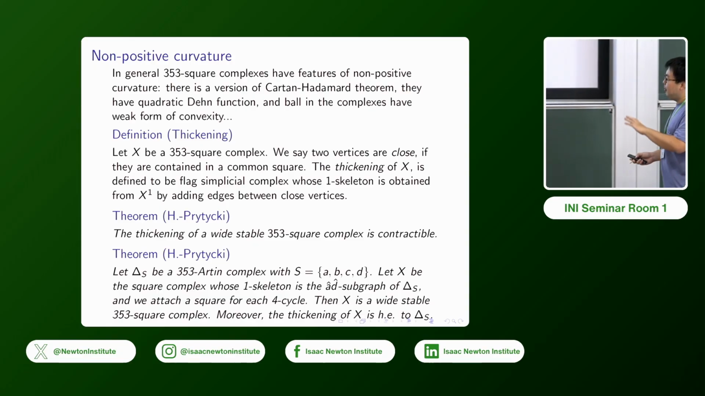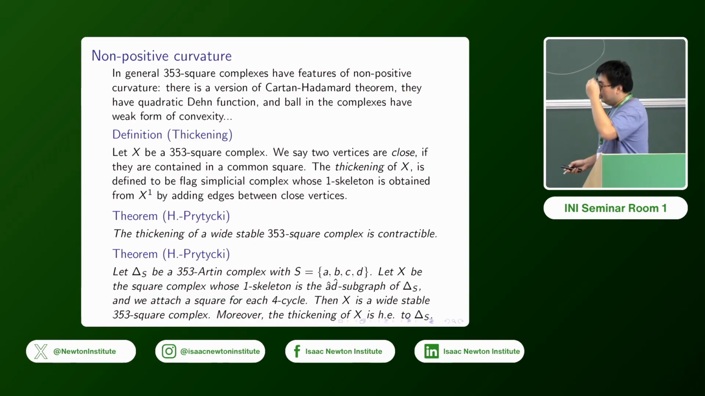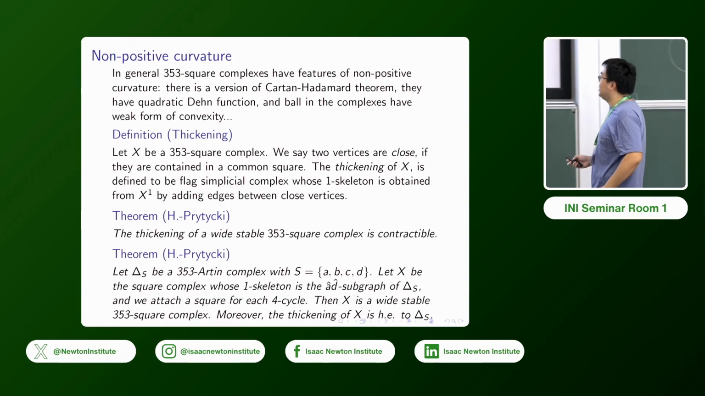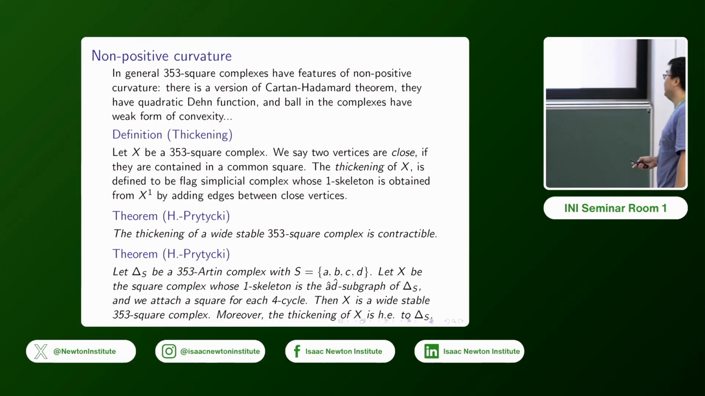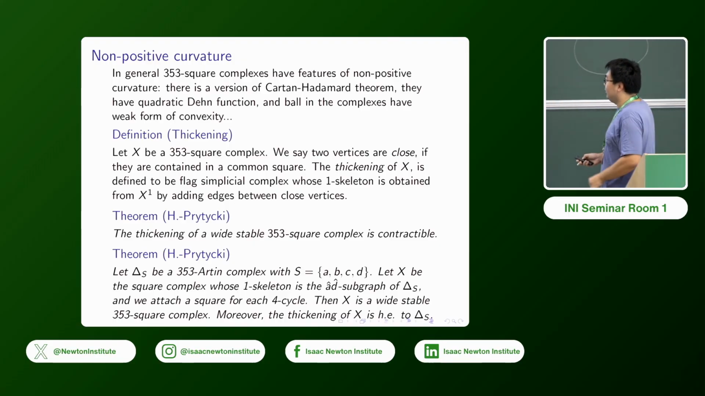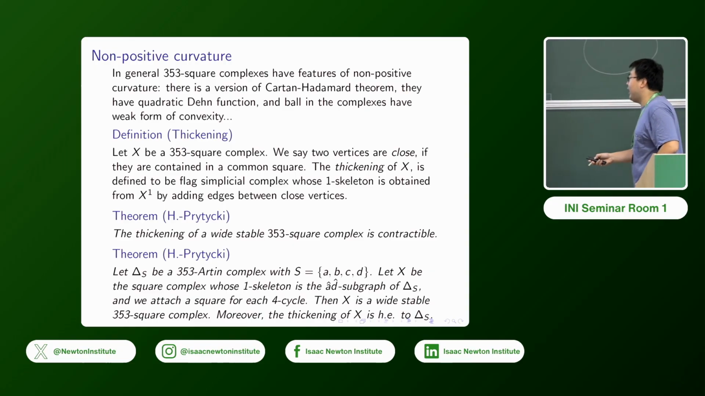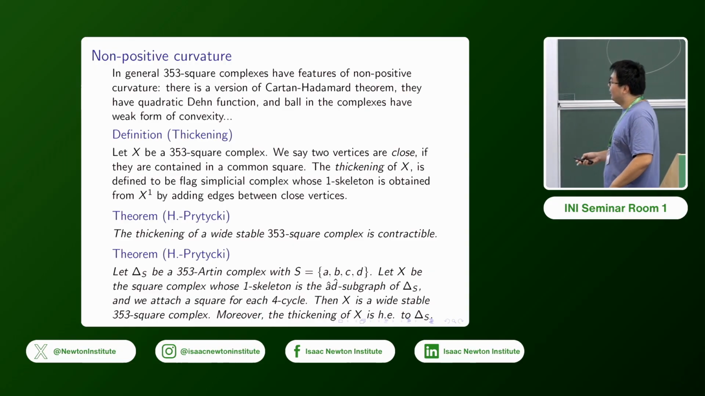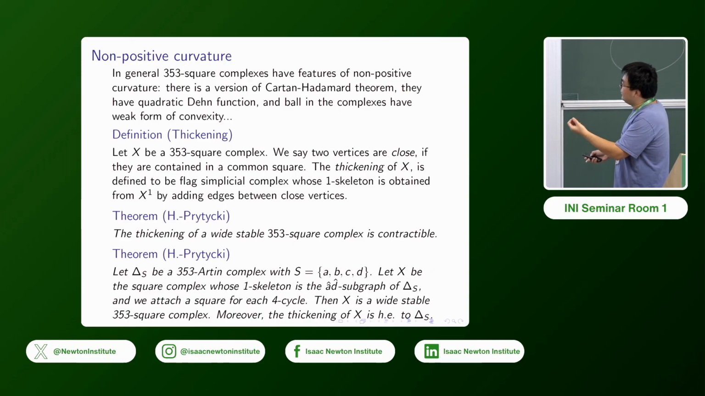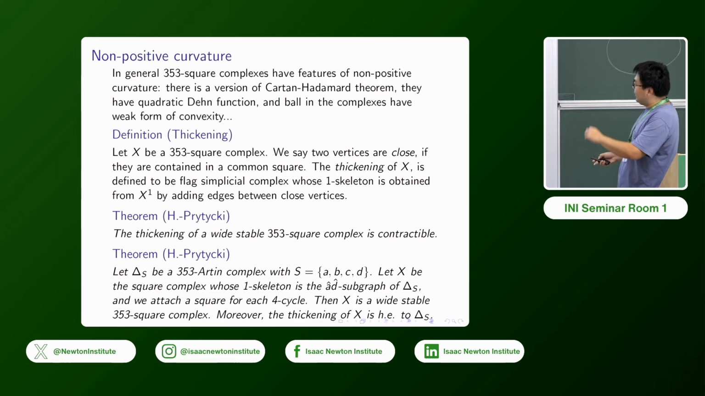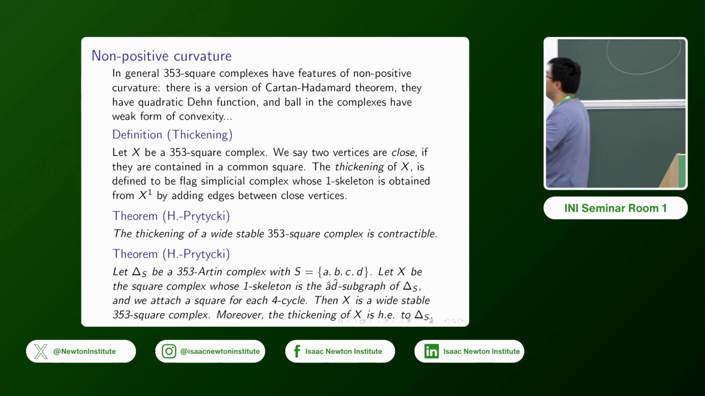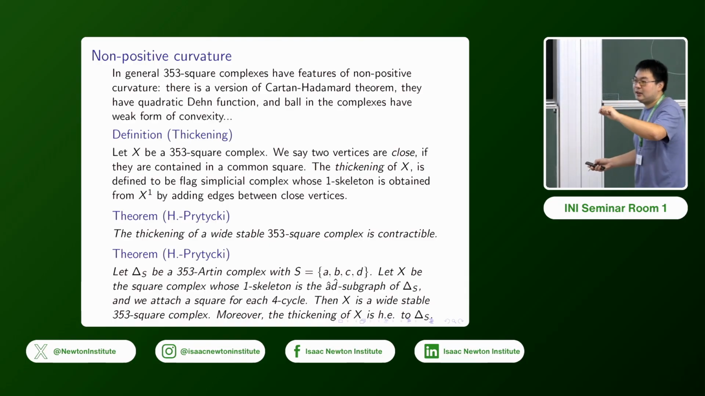And then now I'm going to apply this to the Artin group. So how do I get a 353 square complex from the 353 Artin group? Basically I start with the Artin group, and then I consider a square complex whose one-skeleton is the AD subgraph of the Artin complex. Recall that the vertices of the Artin complex are labeled by A, B, C, D. So now what I do is I just take those A vertices and D vertices and take the edges between those vertices.